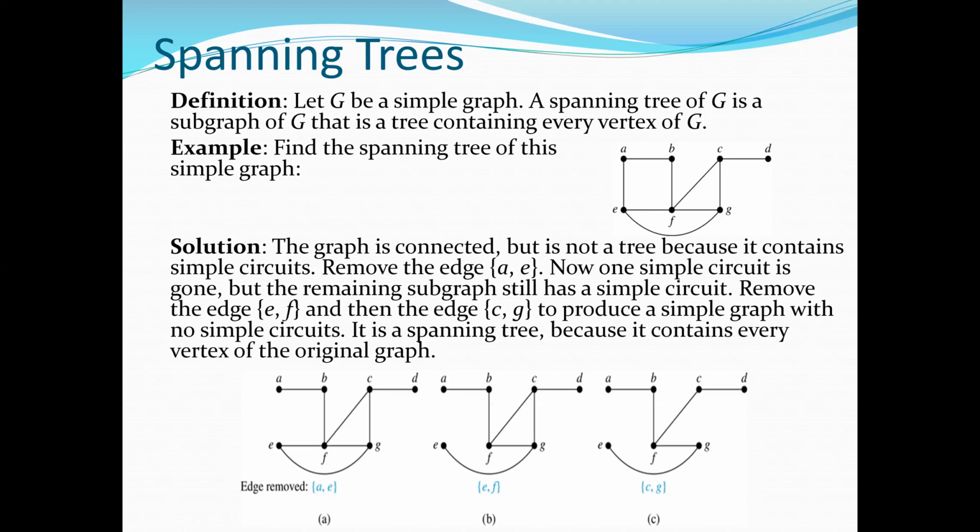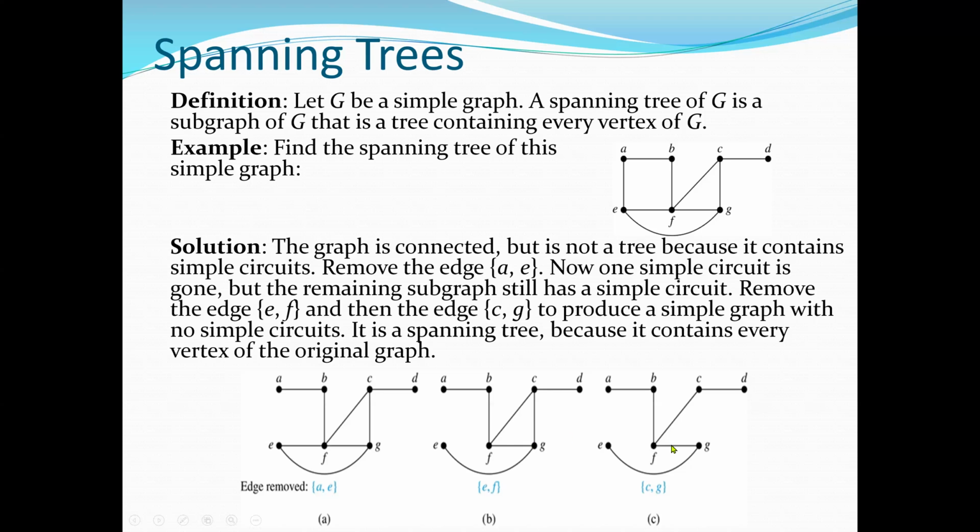That's still a simple circuit. So the first thing we can decide is to remove the edge E and F, because we can also get a simple circuit here by going E, G, F, and back to E again. So remove E and F. This means two simple circuits are now removed. Also, if we like, we can remove C and G, because we can see that we have F, C, G, and back to F again. That's a simple circuit. So we decided again to remove C and G.